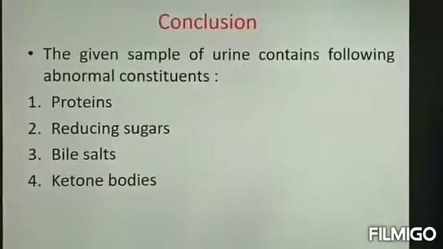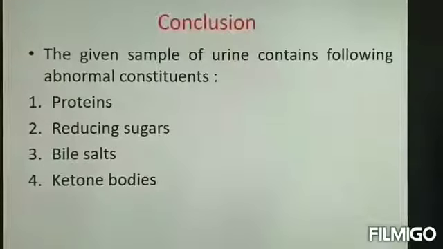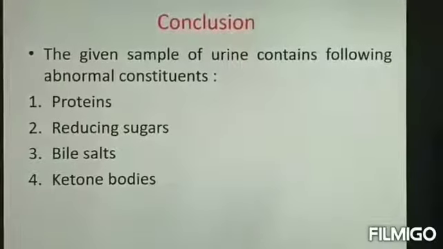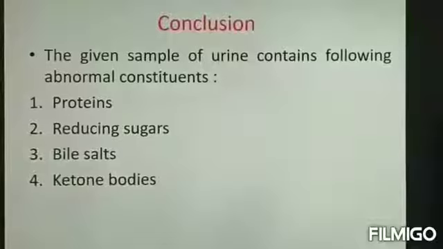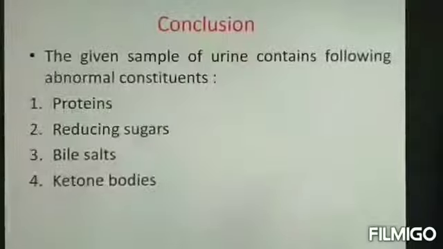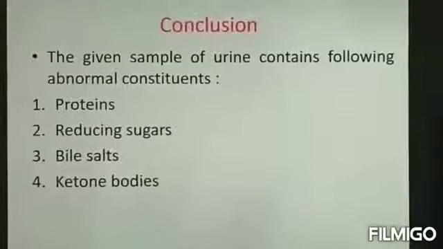The given sample of the urine contains the following abnormal constituents, which are the tests positive. You have to write only those parameters: protein, reducing sugar, bile salt or ketone bodies. In your practical examination, any two abnormal constituents may be present at a time, so you have to be very careful for that. Chemical examinations of abnormal constituents of urine.